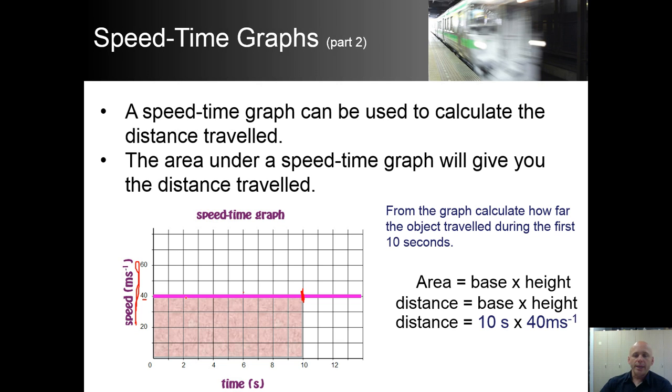So in this case, we've got a base of 10 seconds. It starts at 0, goes to 10, so that's a base of 10 seconds. And the height starts at 0 and goes to 40, so that's a height of 40. All you have to do then is multiply them together and you get 400 meters. Very easy.